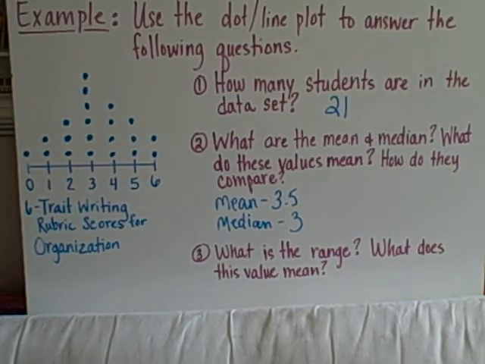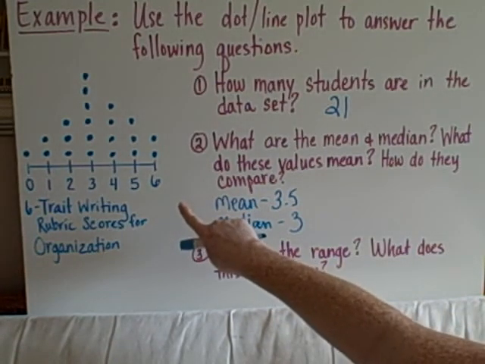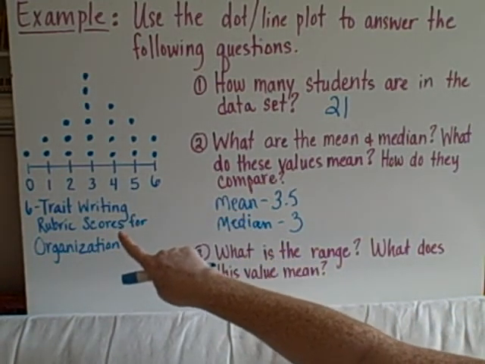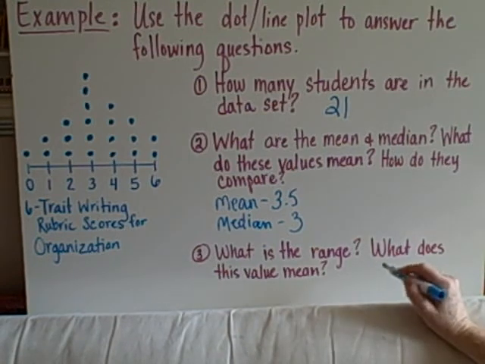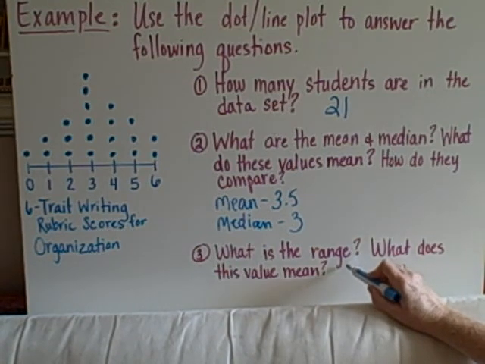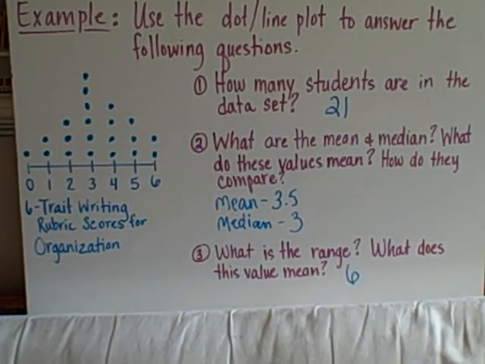All right, for the third question, what is the range? And remember, we said that is the difference between the highest and the lowest values. Well, I could have scored a 6, or I could have scored a 0. The difference in 6 and 0 is 6. So the range is 6. What is that value going to mean? It just basically means that there is a variation of 6 points in what somebody could have scored.